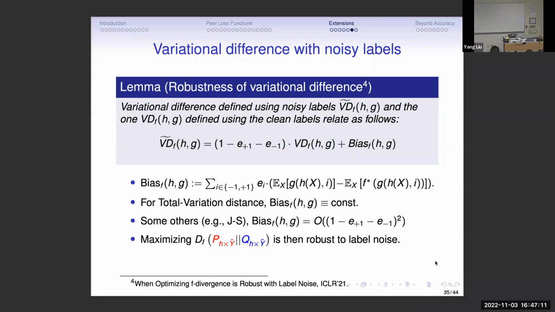But not only so. For many others, like Jensen-Shannon and KL, even though the bias term is not a constant, it's of a higher order. We are able to show the bias terms are on the order of (1 - e_1 - e_2) squared, where e_1 and e_2 are the noise rates. So compared to the first term, it becomes negligible. It does not affect your optimization as much. After all this, we are able to claim that maximizing the f-divergence is actually robust to label noise for a broader set of f-divergence functions. And then, based on the f-divergence literature, we are able to create new loss functions to make the training robust.